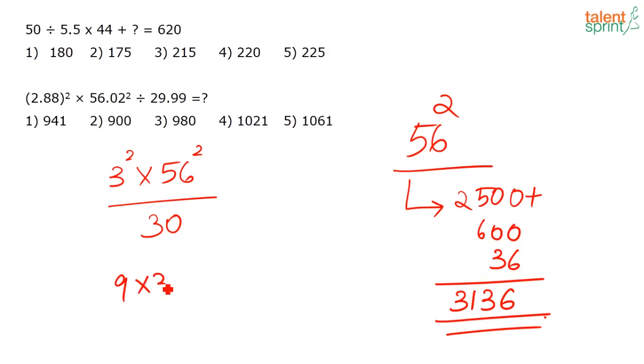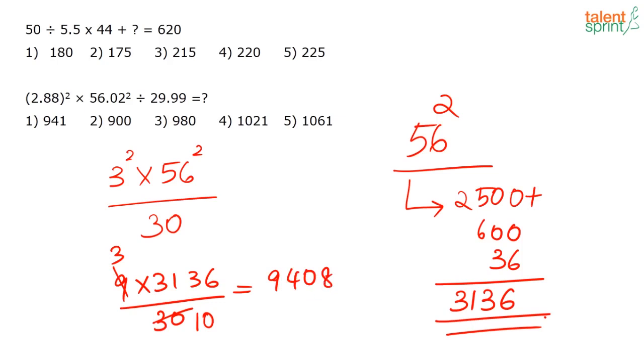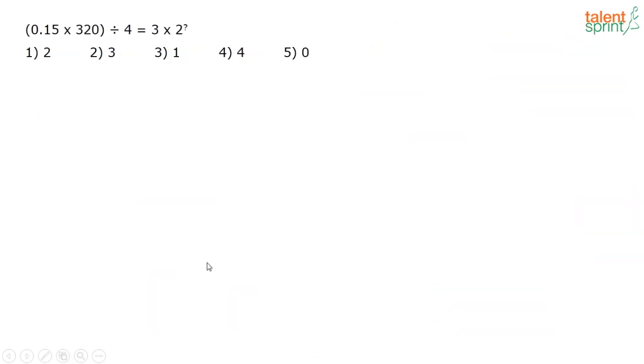So 9 into 3136 divided by 30. So 3 will go here 3 times, and this is going to be 10, correct? So 3 into 3136 divided by 10. What is 3 into 3136? It is going to be 9408. You can multiply and see, very easy multiplication, right? No harm in doing it. So 940.8, or you can approximate it and take it as 941. So the answer is option 1. Yeah, so this question is clear. Now let's move on to the next question.